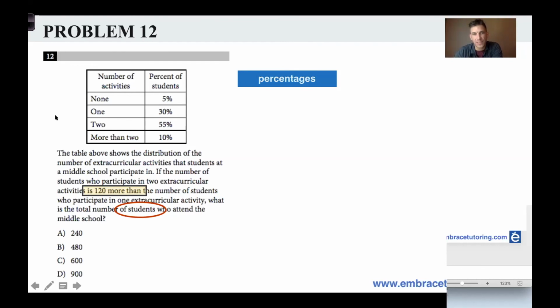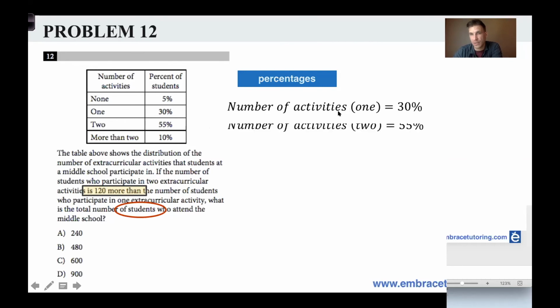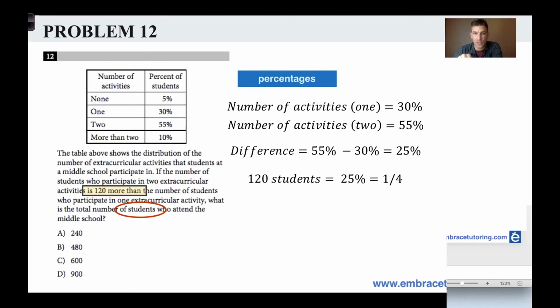Well, if I can figure out what the difference is here, which is fairly straightforward, actually, it's 55 and 30, then I can figure out that that difference is going to equal my 120 students. The number of students in 1 activity is 30%. The number of students in 2 activities or more is 55%. I take the difference, and that gives me 25%. That 25% is equivalent to 120 students, which is 1/4.